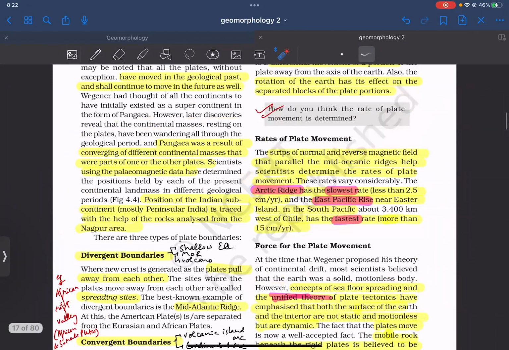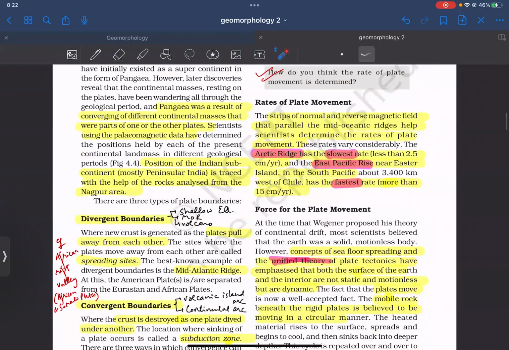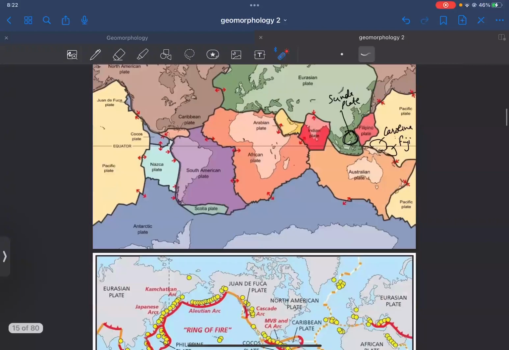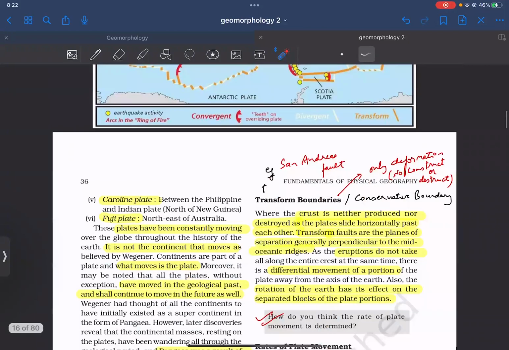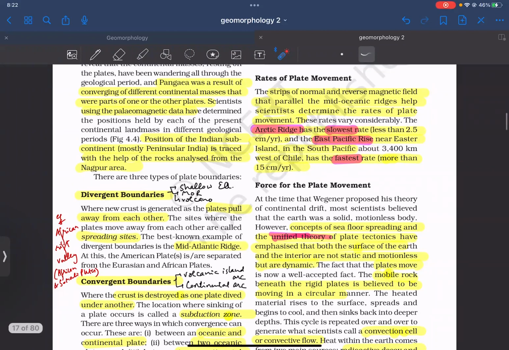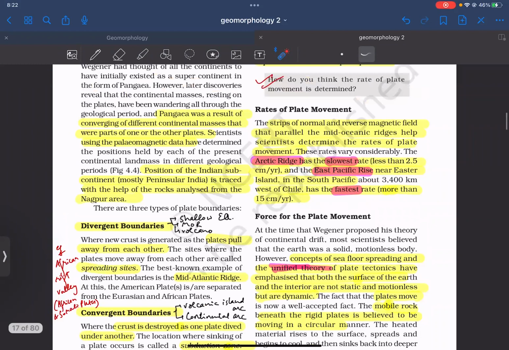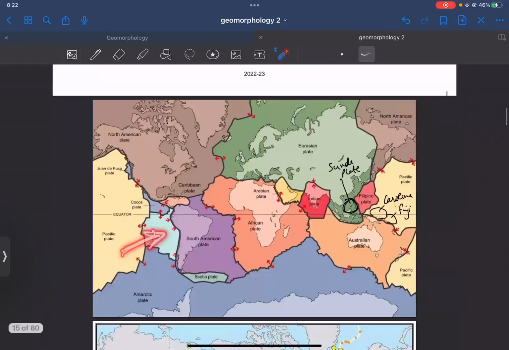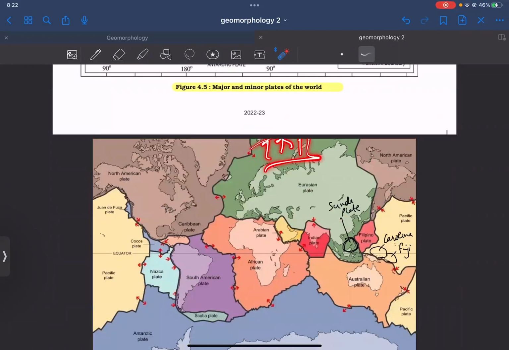I explained it. Rates of plate movements. Now plates are moving away from each other, right? The slowest movement that we are observing in the plates is in the case of Arctic regions. It is moving at the slowest rate, 2.5 centimeter per year. And the fastest movement is observed in the East Pacific Rise, in the South Pacific, west of Chile. So we have the fastest movement of plates along this region, slowest movement along the Arctic region. Arctic region slowest, fastest is over Eastern Pacific Rise.